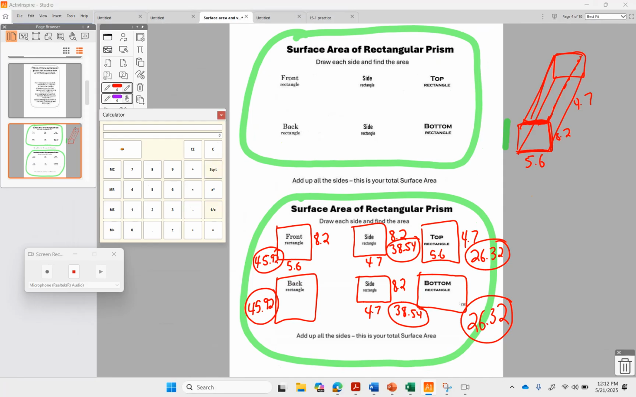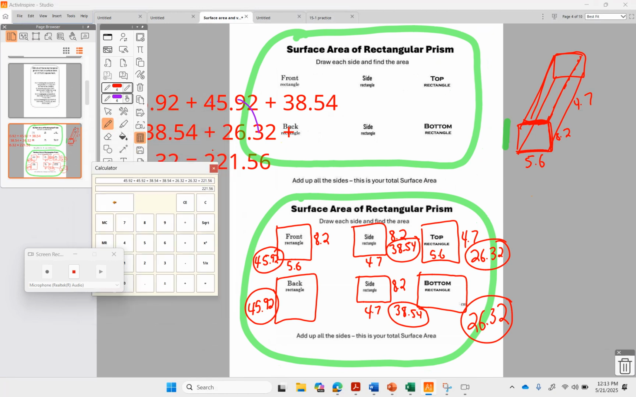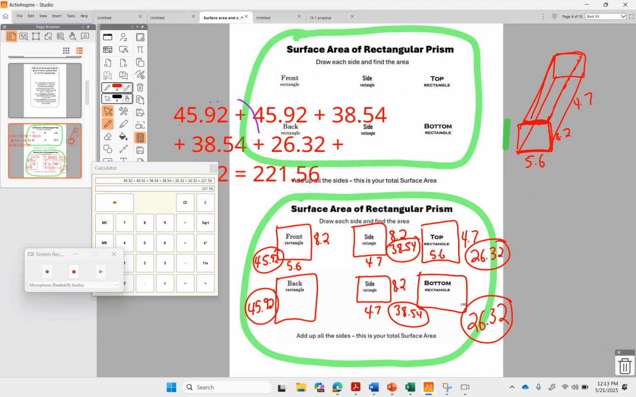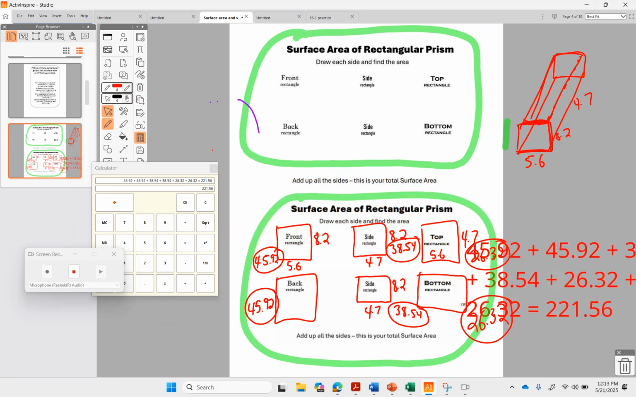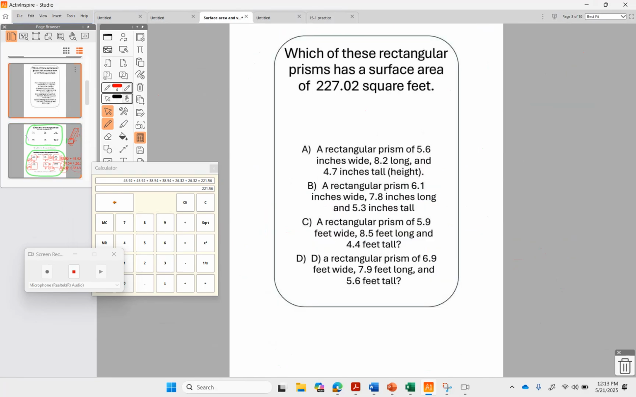So 45.92 plus 45.92 plus 38.54 plus 38.54 plus 26.32 plus, making a mess here. I'm going to do the next one, not so messy. So the answer there is 221.56. But I wanted 227.02. So I have to do the next one.